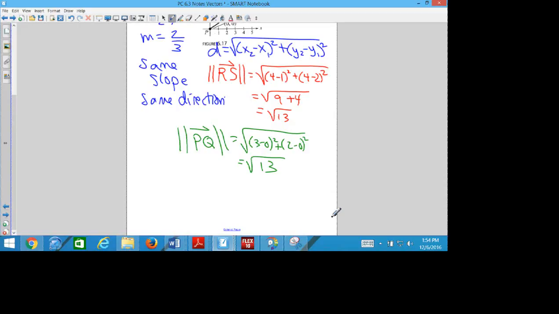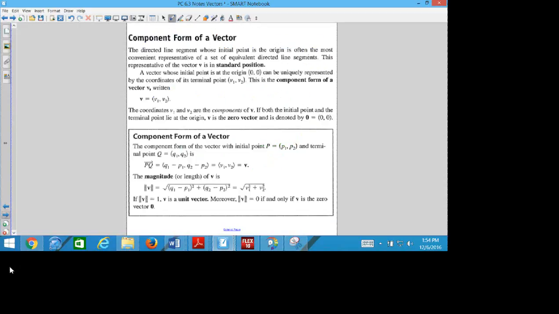Okay, so what do these double lines mean? The magnitude, which means the length, which means distance formula. Right. So something else about vectors that, again, is vocabulary is we can write vectors in what's called component form.